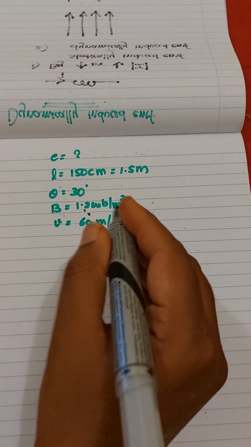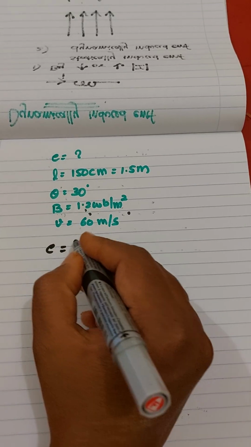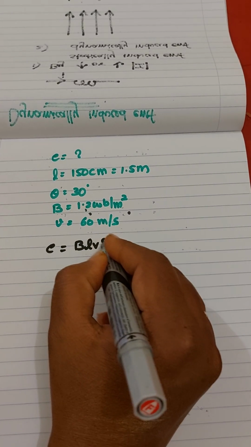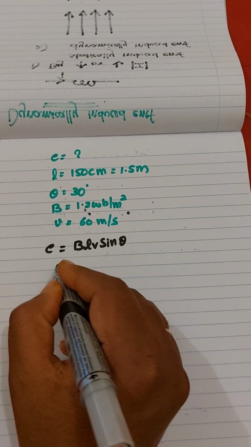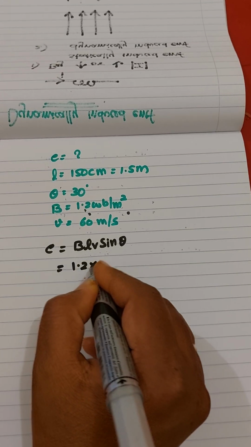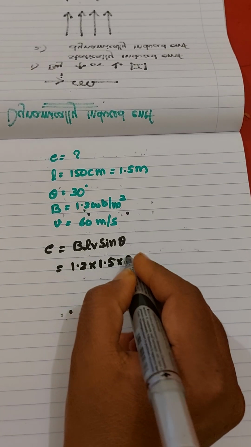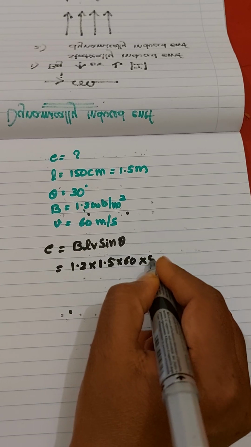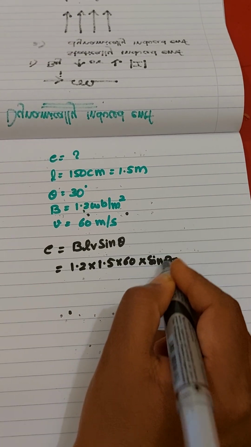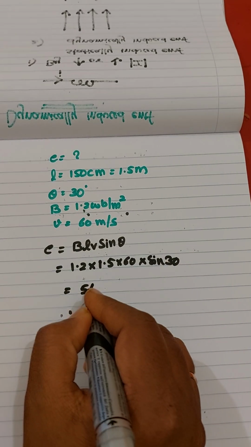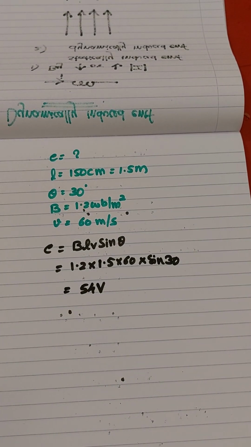So what is our induced EMF? Right now we just learned E is equal to BLV sin theta. So what is our B? 1.2. What is our length? 1.5 meters. What is our velocity? 60 meters per second. What is our angle? 30. So it is sin 30. So if you solve, you should get 54 volts. So that is the problem.